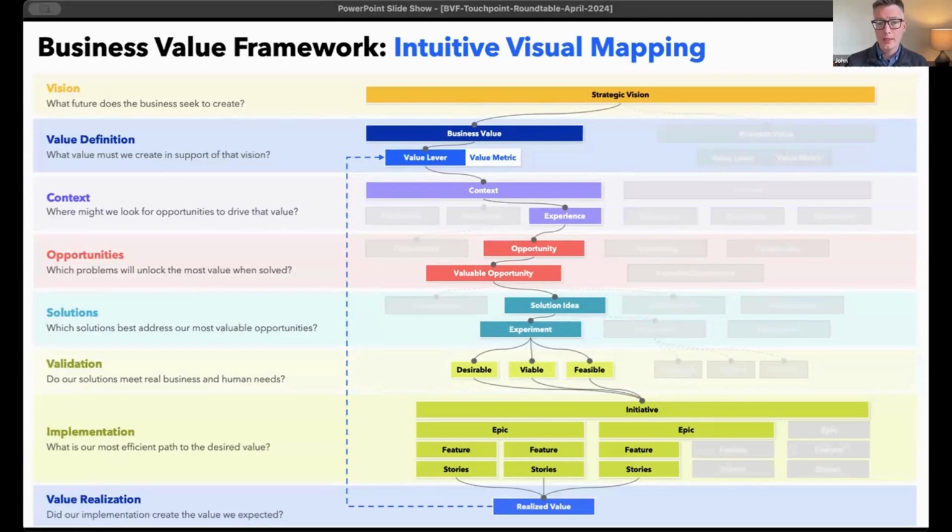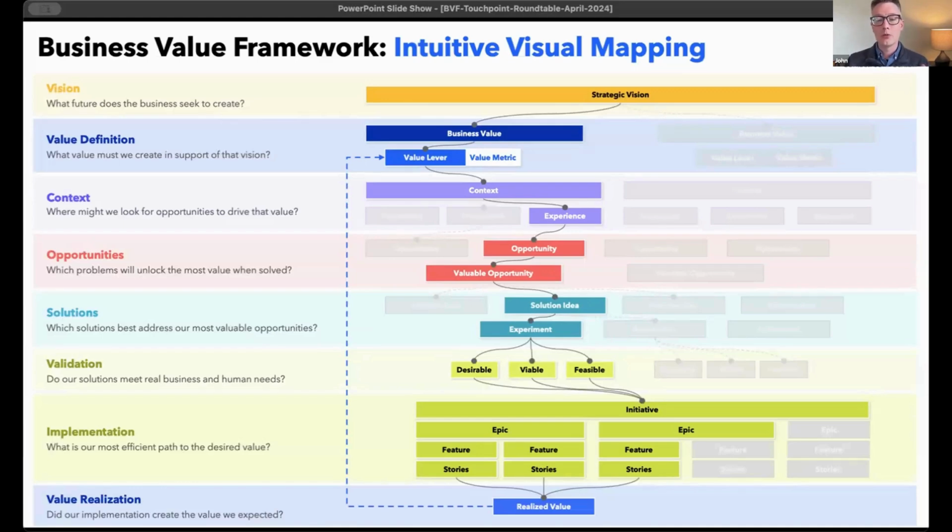For a given service blueprint or experience, we might look for lots of different opportunities within that, but then there might be a different set of opportunities contained in another experience. And those opportunities might drive the desired business value differently. One might be a $10 million problem, and one might be a $1 million problem.